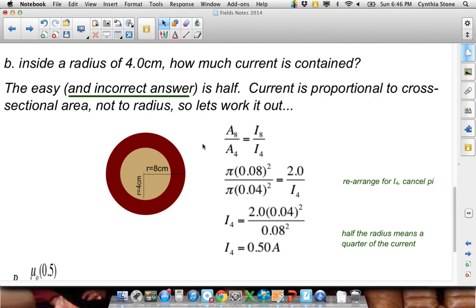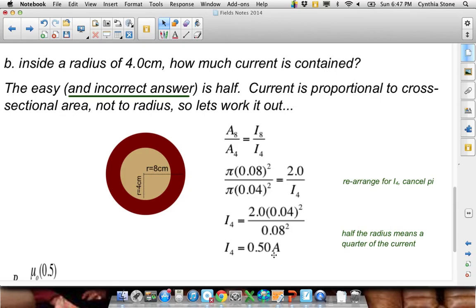Okay, so you have to do this process. And just let me remind you, you will see this at some point on some evaluation of some flavor. You have to remember you can't just cut it in half or whatever. You use this relationship where I say my cross-sectional area for 8 centimeters divided by the cross-sectional area for 4 centimeters, this is just a proportionality, right, is equal to the current inside 8 centimeters divided by the current inside 4 centimeters. And you can do all that math. It, in fact, is a quarter of the current.